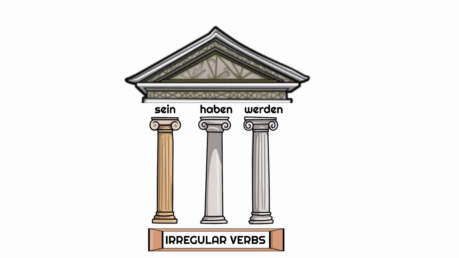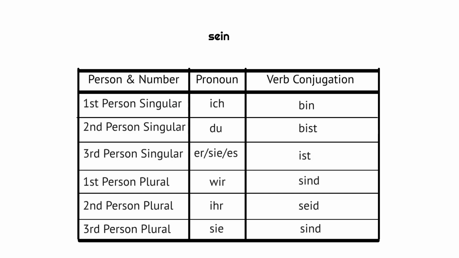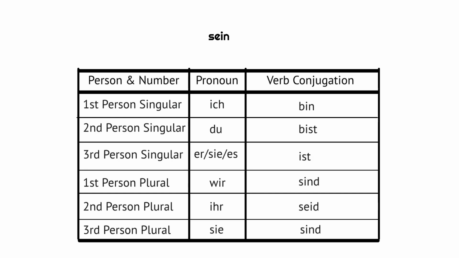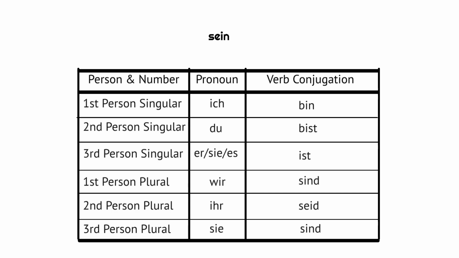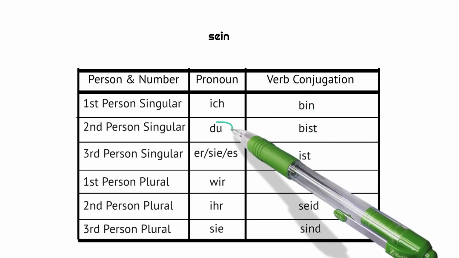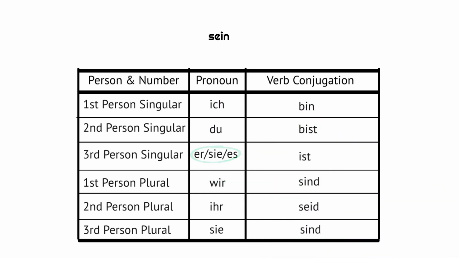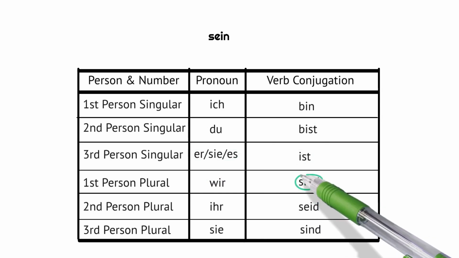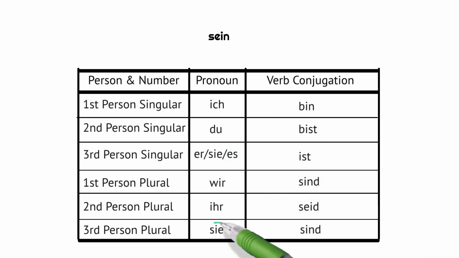Let's start with sein. Let's tear up the rules we just learned, because sein follows none of them. Here is the conjugation you need to memorize. Notice how the stem completely changes as you go down the list. Read it with me. Ich bin. Du bist. Sie, es ist. Wir sind. Ihr seid. Sie sind.